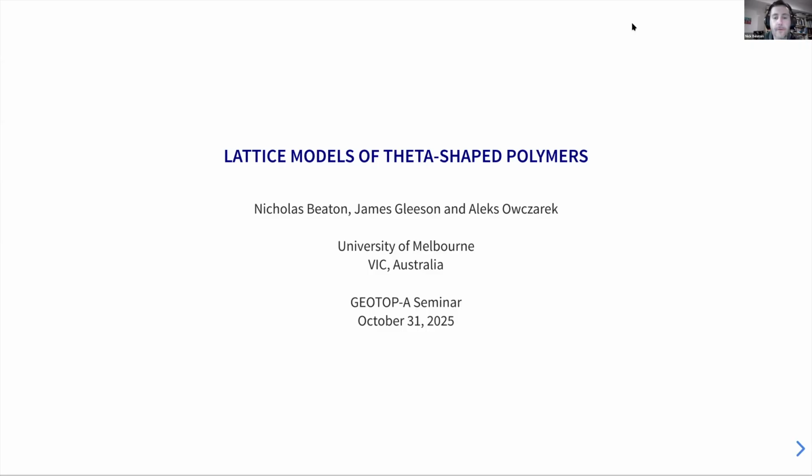So this is some work that's been going on for a couple of years now. It's been percolating, and every now and then I get back to it. It's joint work with Aleks and James Gleeson, who was our master's student who did some of this work, and then we picked it up after he finished and kept going with it.